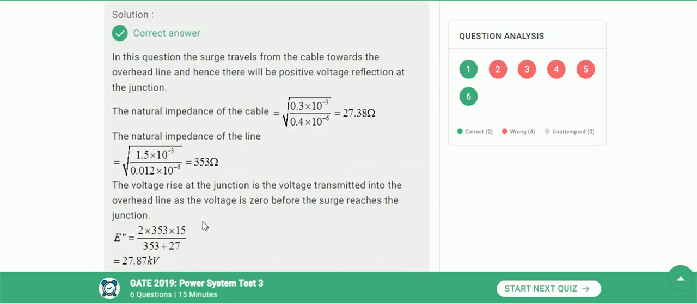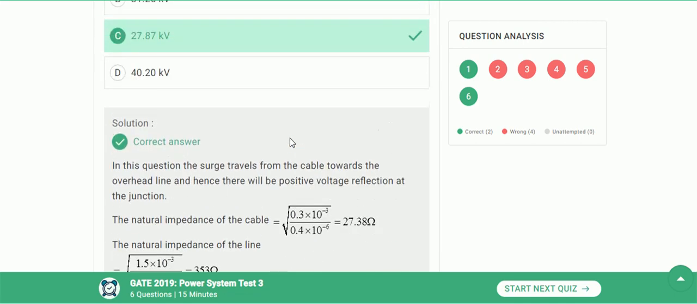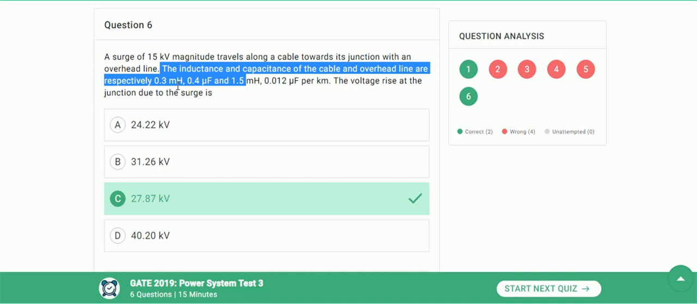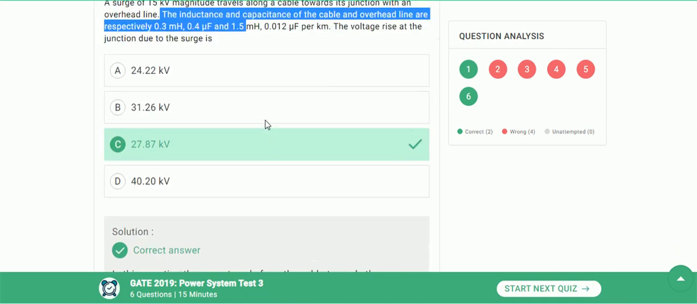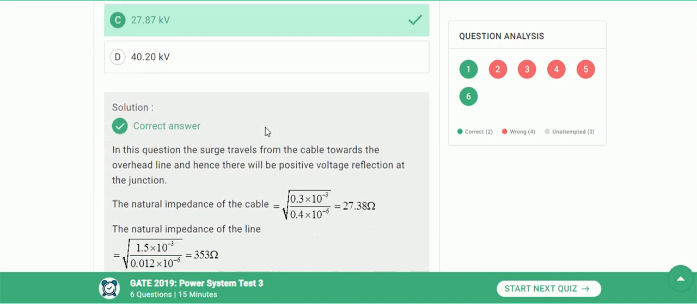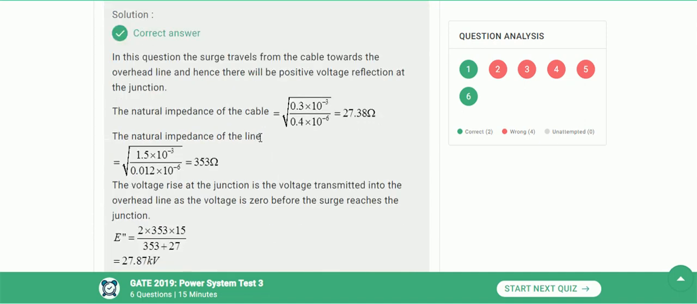In this question, the surge travels from the cable toward the overhead line, so the positive voltage is reflected at the junction. The natural impedance is calculated from this formula. Here 0.3 is the millihenries and 0.4 is the capacitance. So here we get the natural impedance.